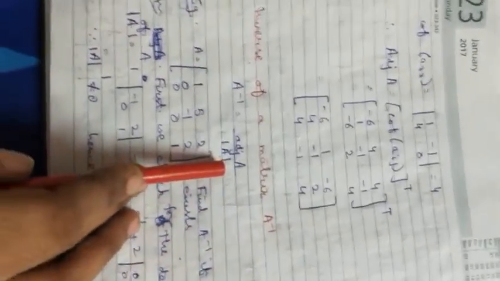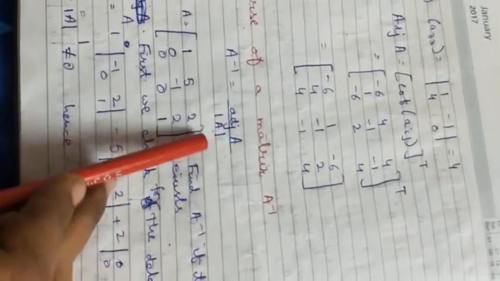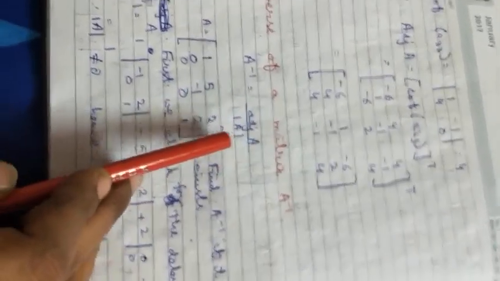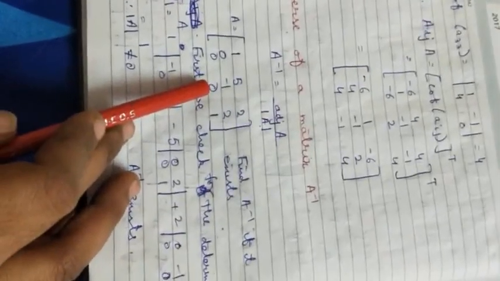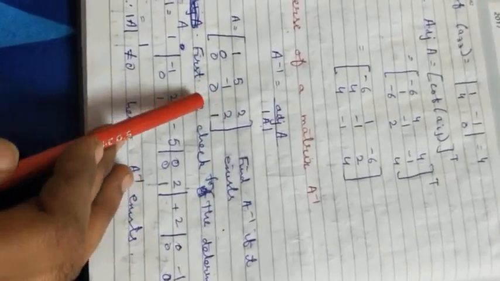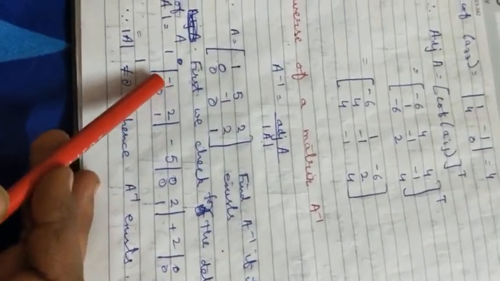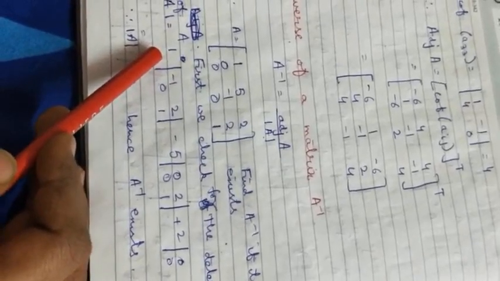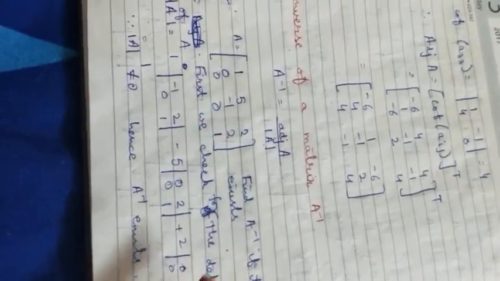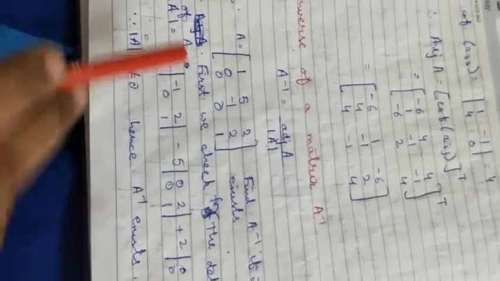Coming over to the inverse of a matrix, the inverse of a matrix is given as adjoint of A divided by the determinant of A. I have given an example here. You have a matrix A here. First, we find out the determinant of A. It's necessary for you to check if the determinant of A is 0 or not. In case if it is 0, then the matrix becomes a singular matrix, and then the inverse doesn't exist.